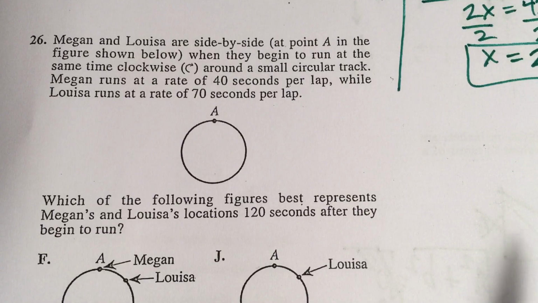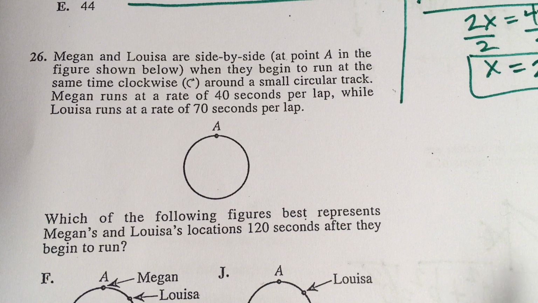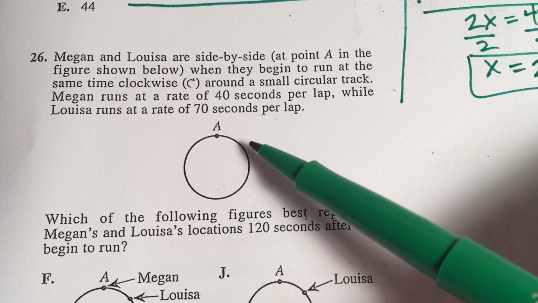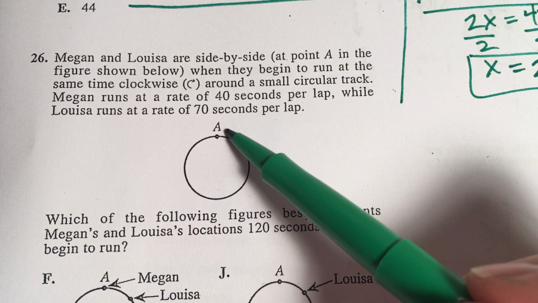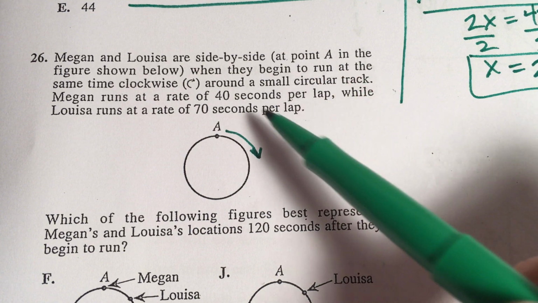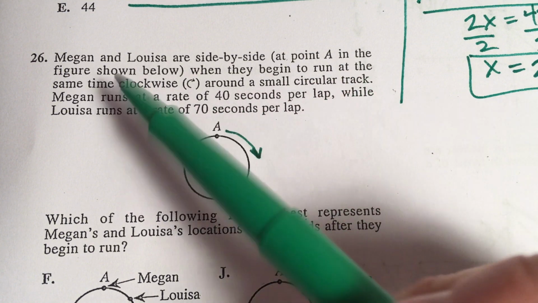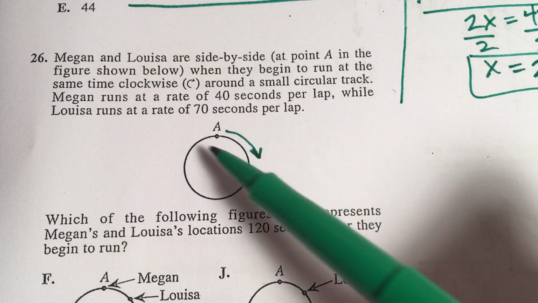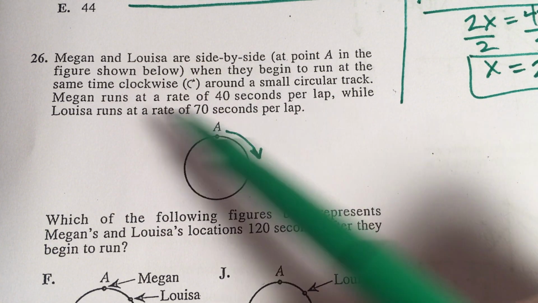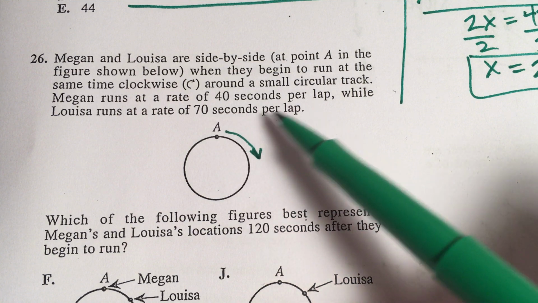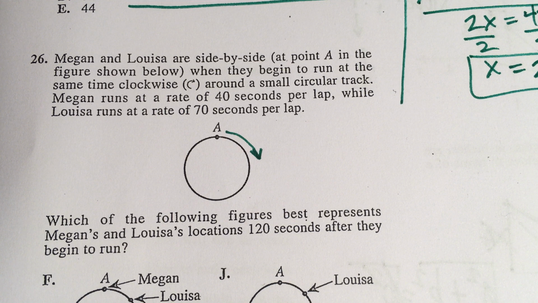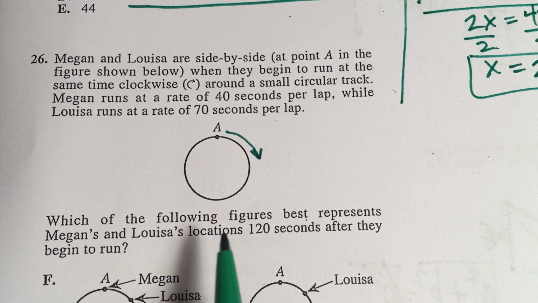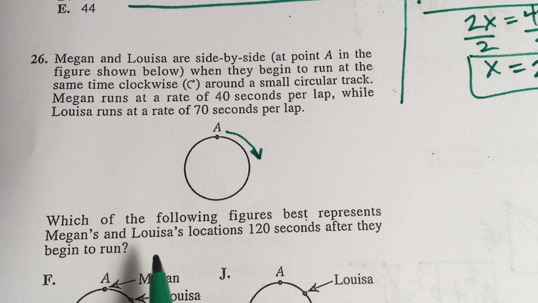All right, let's do 26. 26 says, Megan and Louisa are side by side at point A, shown on the figure below, when they begin to run at the same time clockwise. And it shows us the direction which clockwise is, which is this way, like a clock, around a small circular track. Megan runs at a rate of 40 seconds per lap, so she takes 40 seconds to go all the way around, while Louisa runs at a rate of 70 seconds per lap. So Louisa is a little bit slower, 70 seconds. Which of the following figures best represents Megan's and Louisa's locations 120 seconds after they begin to run?